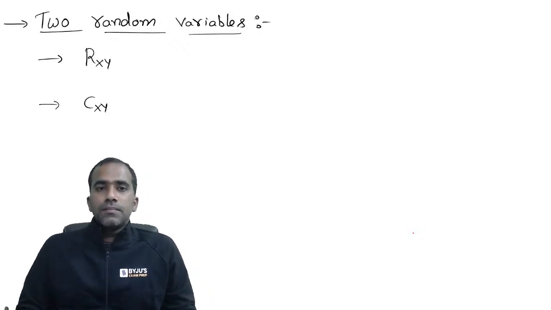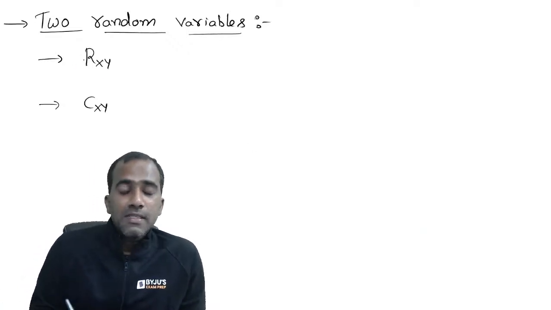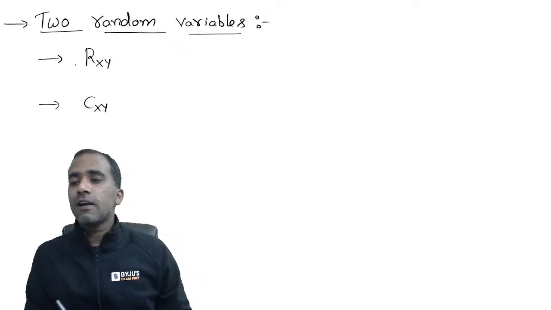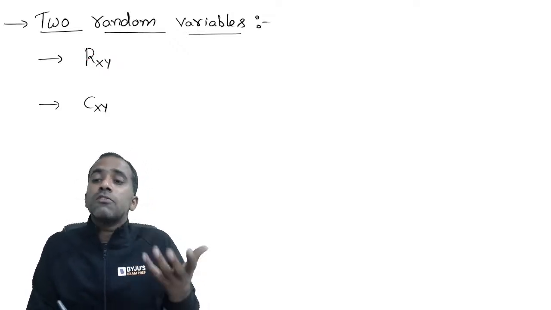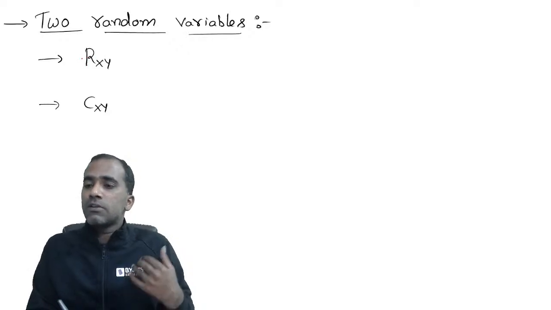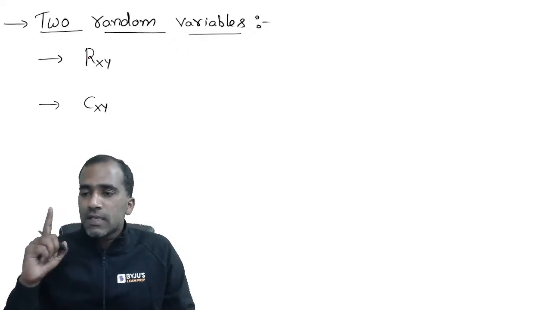So let us talk about moments of two random variables. In yesterday's class, we talked about moments of one random variable. So we can talk about moments of two random variables. We can define lots of moments: second order, third order, fourth order, fifth order moments also. But only one moment is important for us, and that is the second order moment.